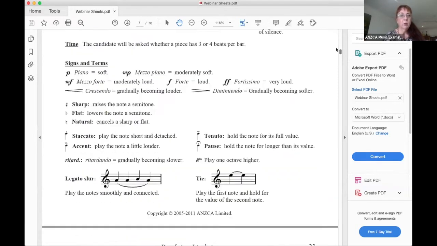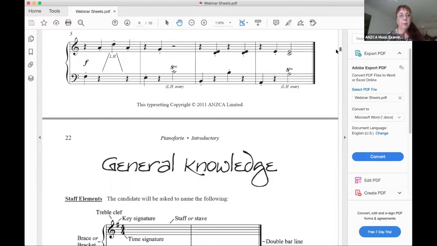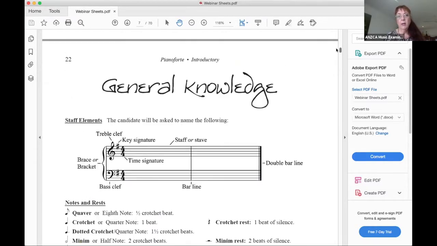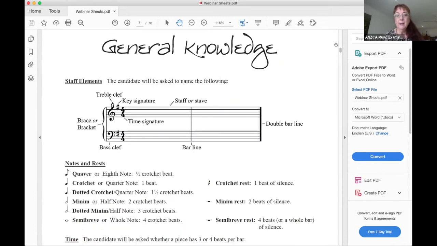Then right towards the back of the book is the general knowledge page. With this general knowledge page, there's heaps of general knowledge on it, but what I do for my students is I photocopy. They only have to do 2 pieces, one from the front of the book and one from the back of the book, a list A and a list B. One of them is in triple time, 3/4, and the other one is in quadruple time, 4/4, and they just have to choose one of each. That's all. And then the general knowledge is at the back.